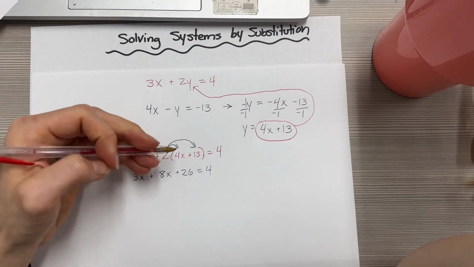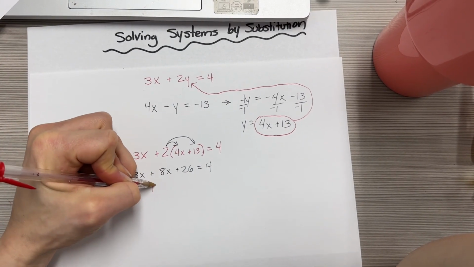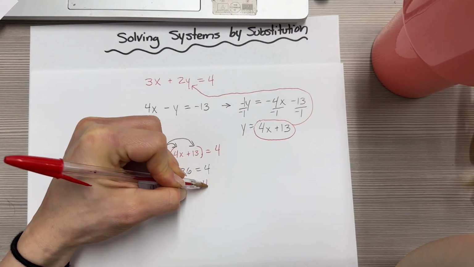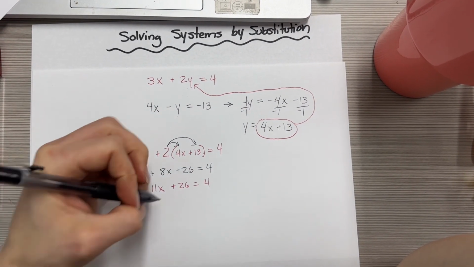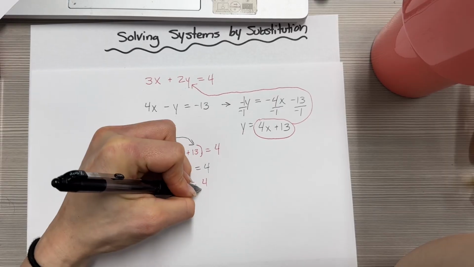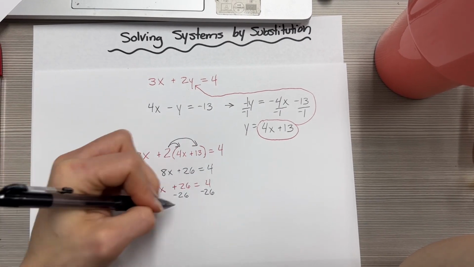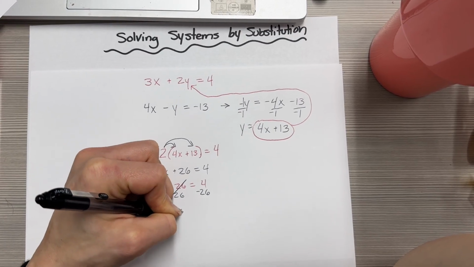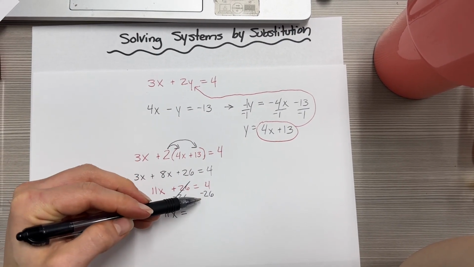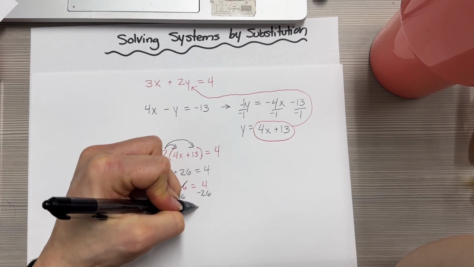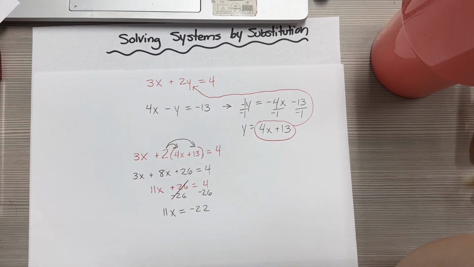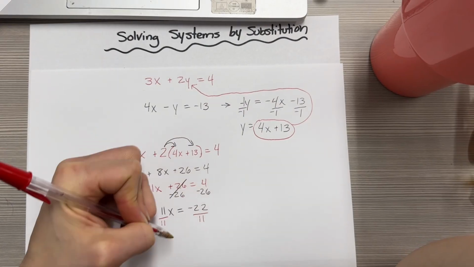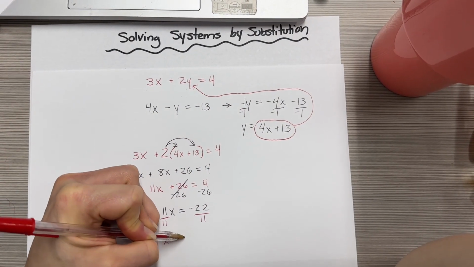We can combine our like terms. So 3x plus 8x will give me 11x plus 26 is equal to 4. We can subtract the 26 from both sides. This is now gone, so we have 11x is equal to, subtract 26, which is going to give me a negative 22. Divide both sides by 11, and we find that x is going to be equal to negative 2.